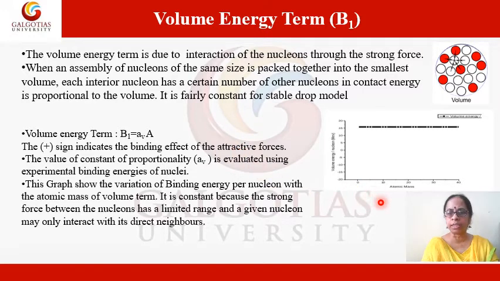Here we can see the graph, volume energy term versus atomic mass. This graph shows the variation of binding energy per nucleon with atomic mass of volume term. It is constant because the strong nuclear force between the nucleons has a limited range and a given nucleon may only interact with its direct neighbors.